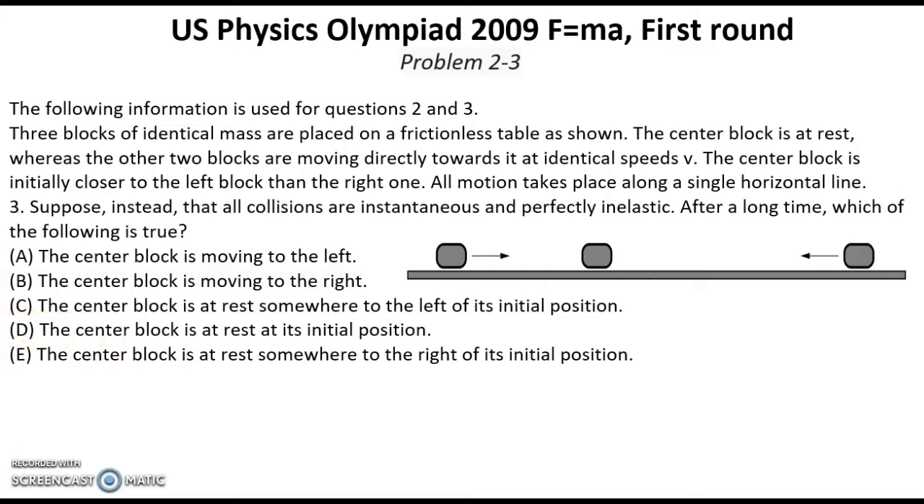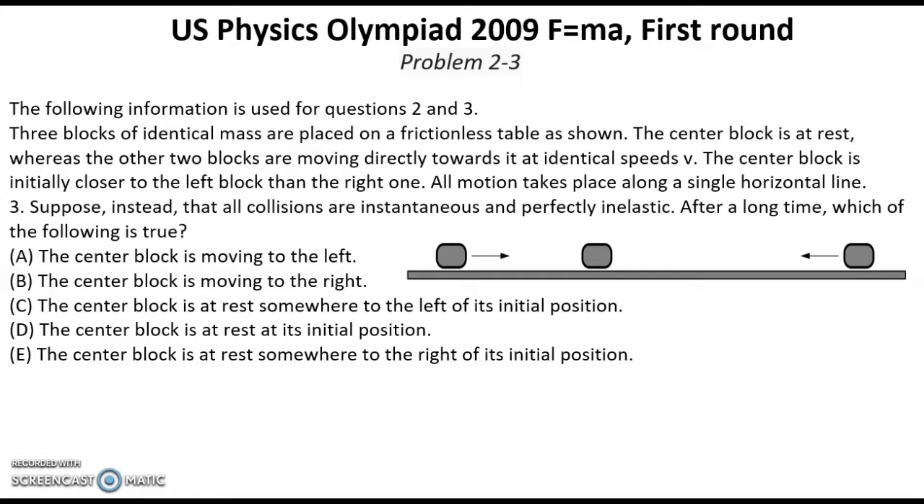Next, problem 3. Suppose instead that all collisions are instantaneous and perfectly inelastic. After a long time, which of the following is true? A. The center block is moving to the left. B. The center block is moving to the right. C. The center block is at rest somewhere to the left of its initial position. D. The center block is at rest at its initial position. E. The center block is at rest somewhere to the right of its initial position.